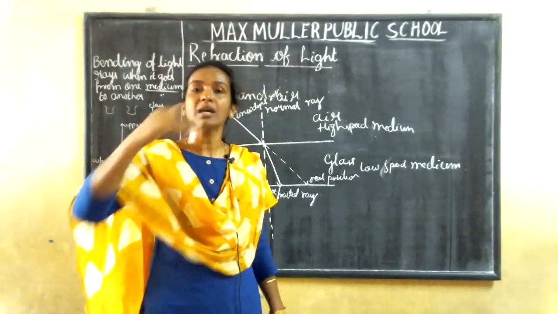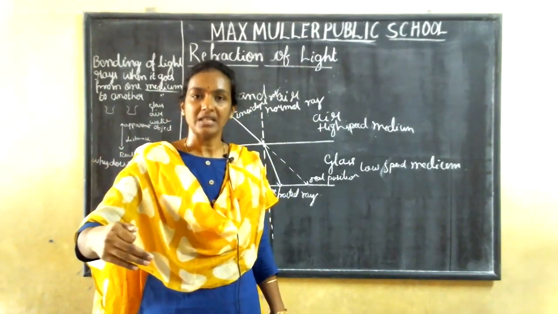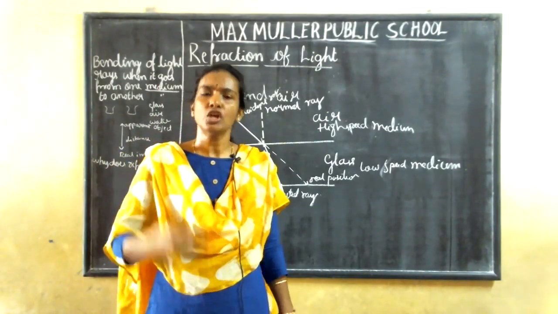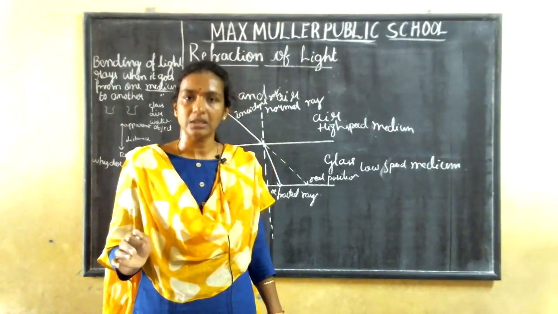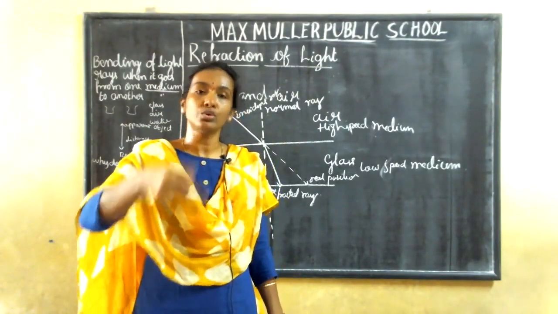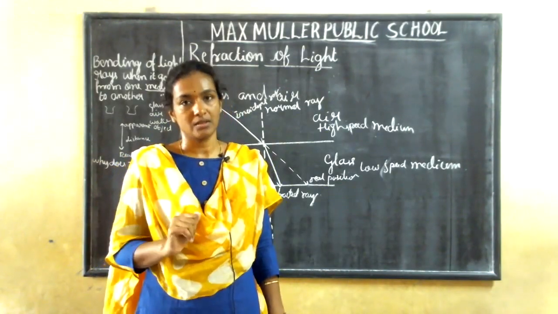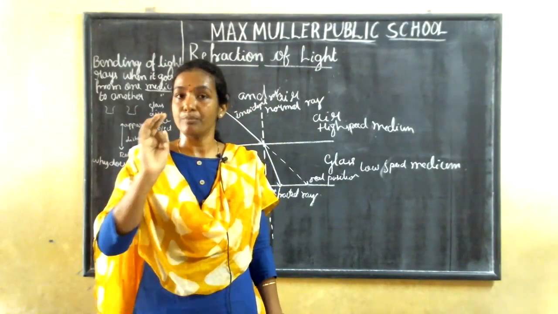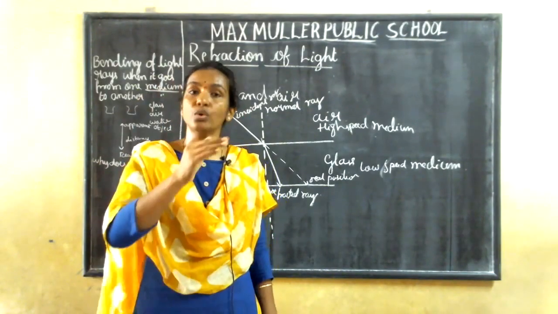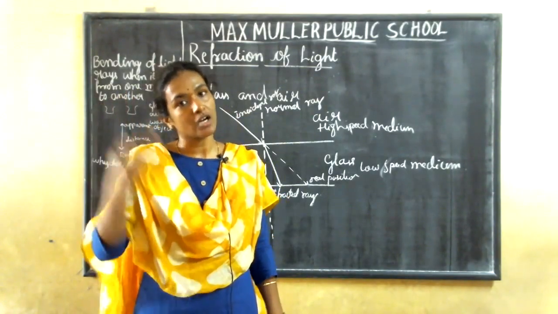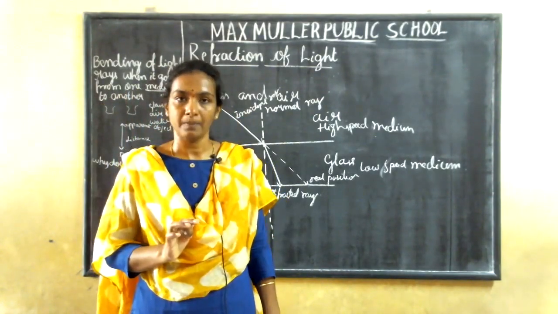Why? Because speed becomes more at that time. When it comes to the rare medium, speed becomes more, but it doesn't want to reach early either. So what will it do? It will take a long route to reach the position. Clear? So the light has a property that it doesn't want to reach before or after. So it changes direction according to the medium.